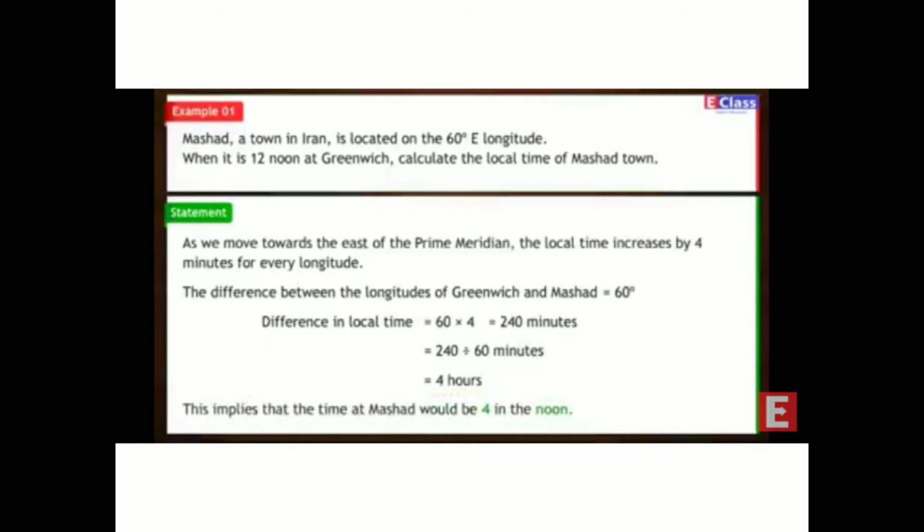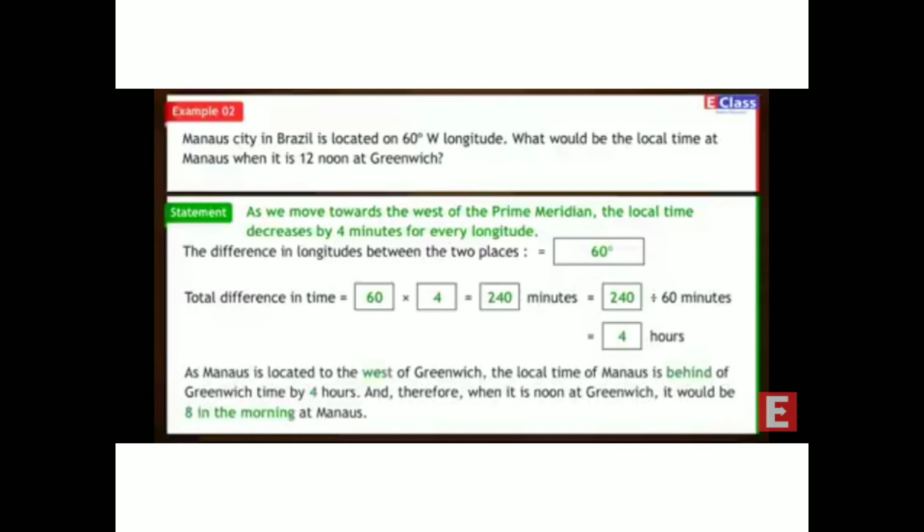Now the second example we are going to see. Manaus city in Brazil is located at 60 degrees west longitude. Here we should decrease the time. What would be the local time of Manaus when it is 12 noon at Greenwich? First we see the statement: as we move towards the west of the prime meridian, the local time decreases by 4 minutes for every longitude.